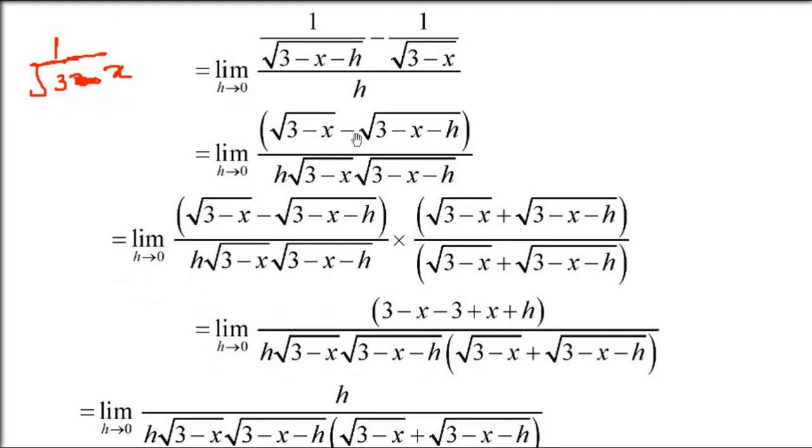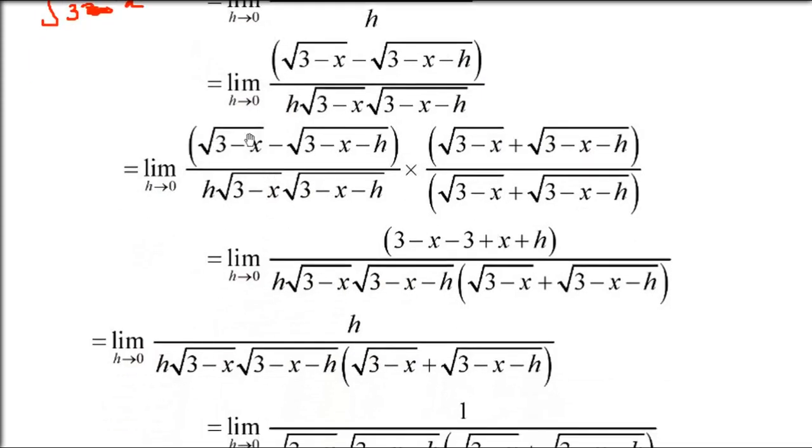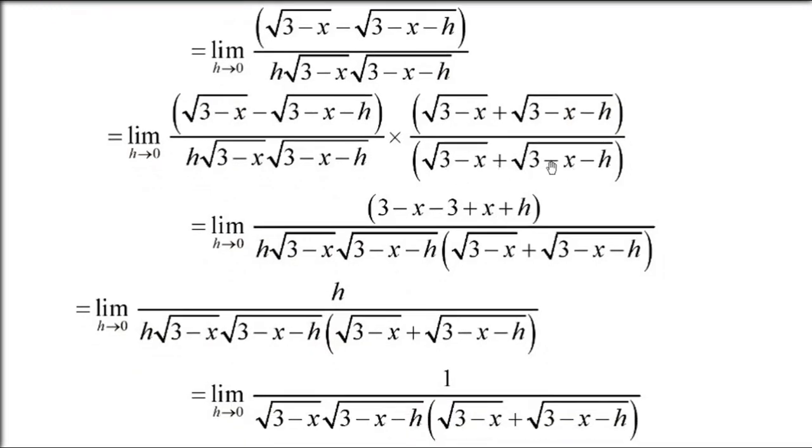Assume it to be a minus b, so multiply it by a plus b, that will be the RF. Numerator and denominator, same term with the positive sign, multiply in numerator and denominator. Now a minus b, a plus b will give you a squared minus b squared. So 3 minus x minus 3 plus x plus h, because there is a negative and we just opened it. What do you get? Numerator, everything gets cancelled, only h will remain.